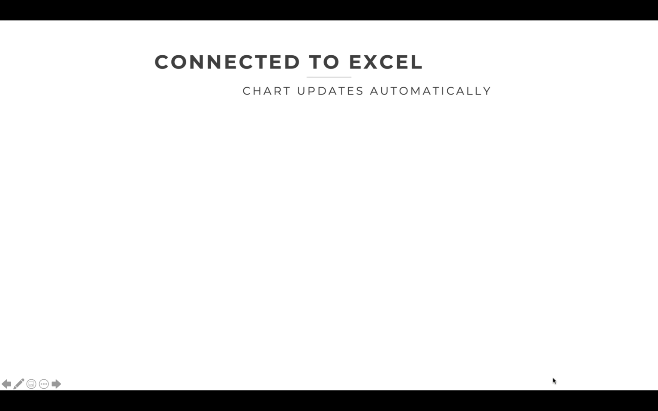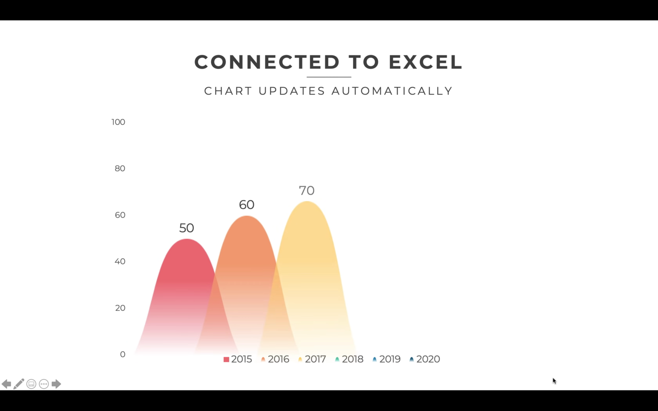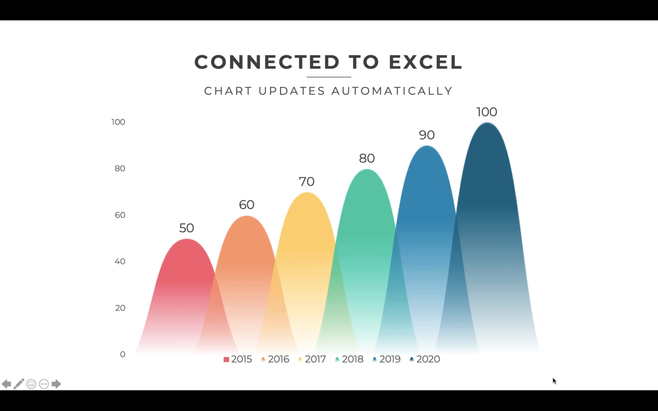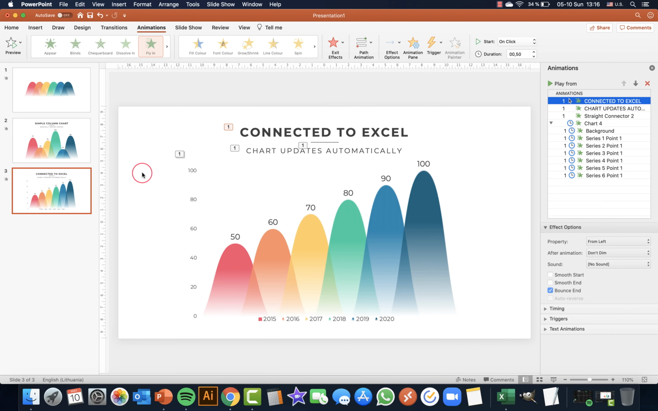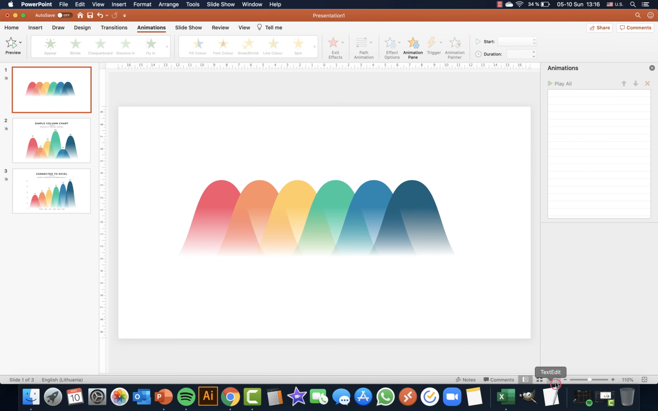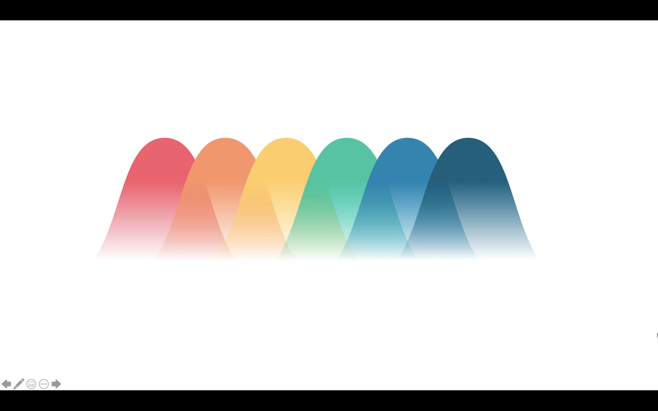So, ladies and gentlemen, now you know how you can create awesome animated custom column charts in PowerPoint. You can create a simple chart where you just resize your shapes by dragging them, or you can create a chart connected to Excel and it updates automatically.